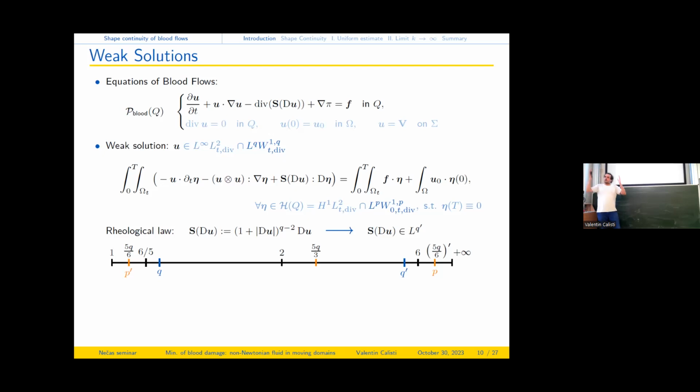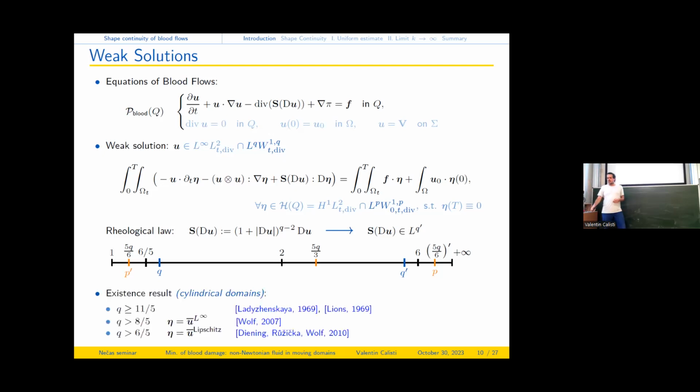First, in the cylindrical case. The earliest reference brings us back to Ladyzhenskaya and Lions, in the case where q is greater than 11/5. And this case corresponds to the case in which I can put U instead of eta. Here it is not the case, because U is living in this space and this function here. So in this case, I can have directly some energy inequality.